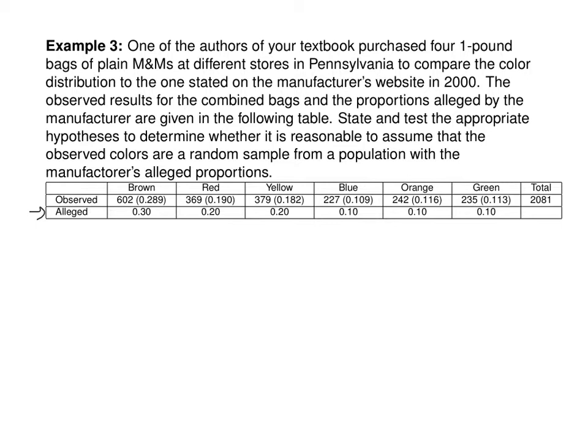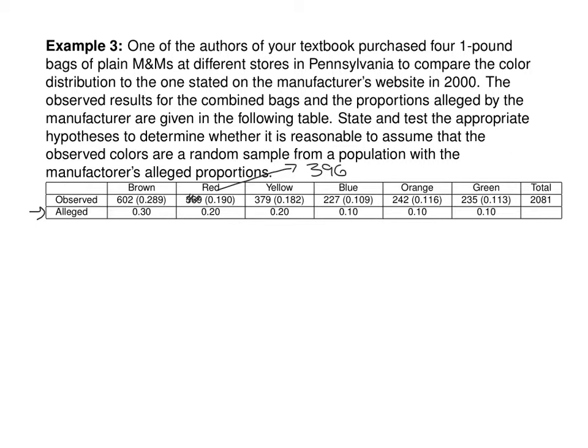Now, one thing we need to note before we start is that I made a typo and I didn't catch it until I made this presentation and your note sheet. So this 369 is actually supposed to be 396, and that will affect the calculation. So please change that 369 to a 396. So the observed values, 602, 396, 379, tell us how many M&Ms of each color these people saw in their four 1-pound bags. They probably bribed their statistics students to eat those M&Ms afterwards, since there were 2,081 of them.